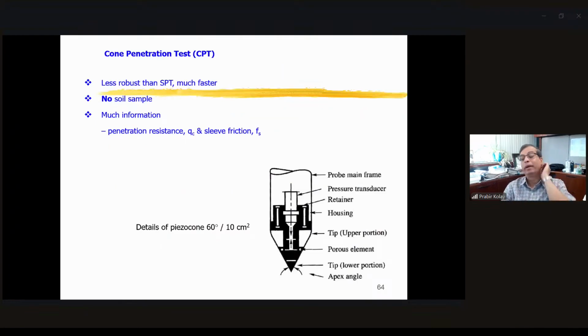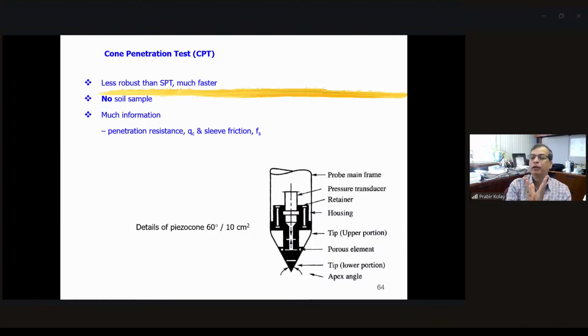Then the cone penetration. The cone penetration is less robust than SPT, much faster, obviously. And the only thing is no sample collection. So mostly people use the Dutch cone. The Dutch people, they started it, so that's why we sometimes call it the Dutch cone. The angle is 60 degrees. There is no hammer, you just push it into the ground.